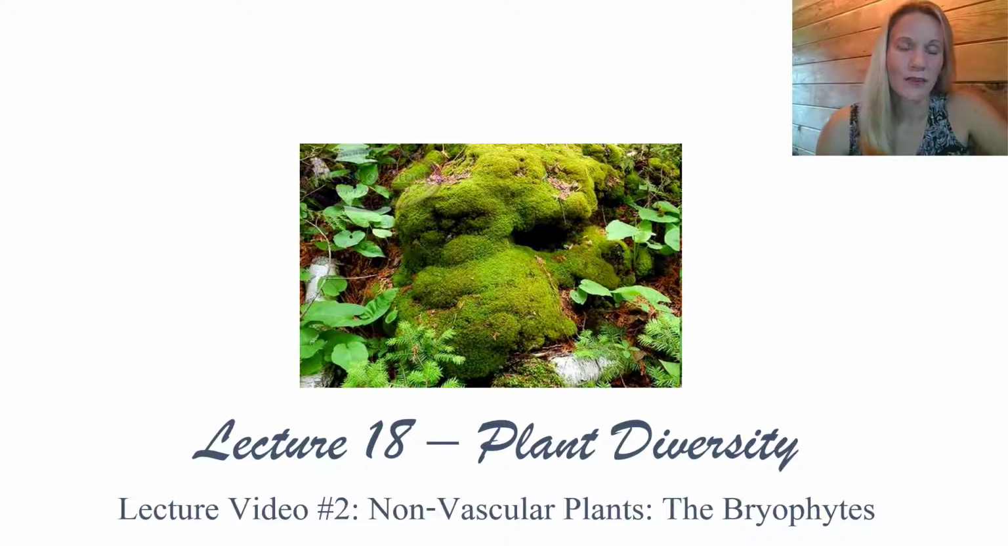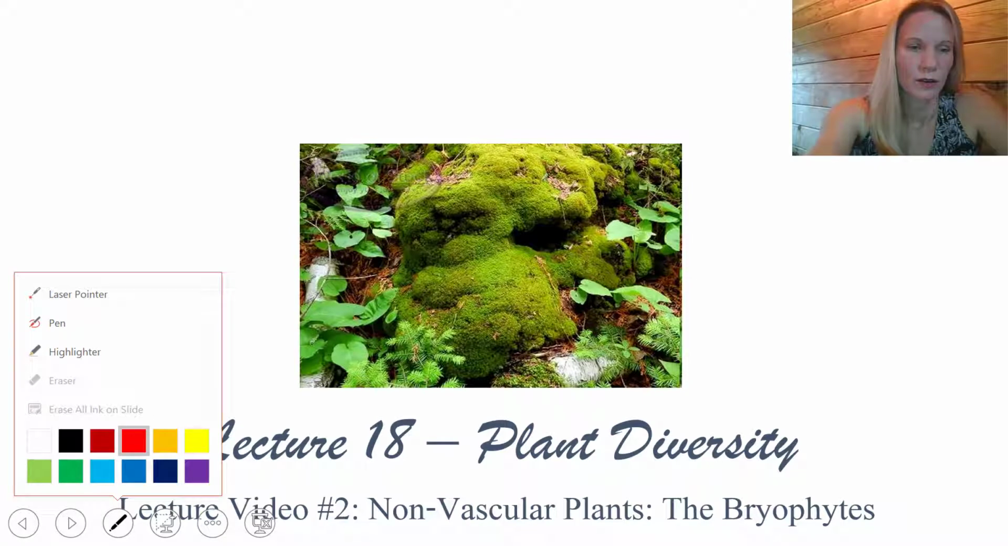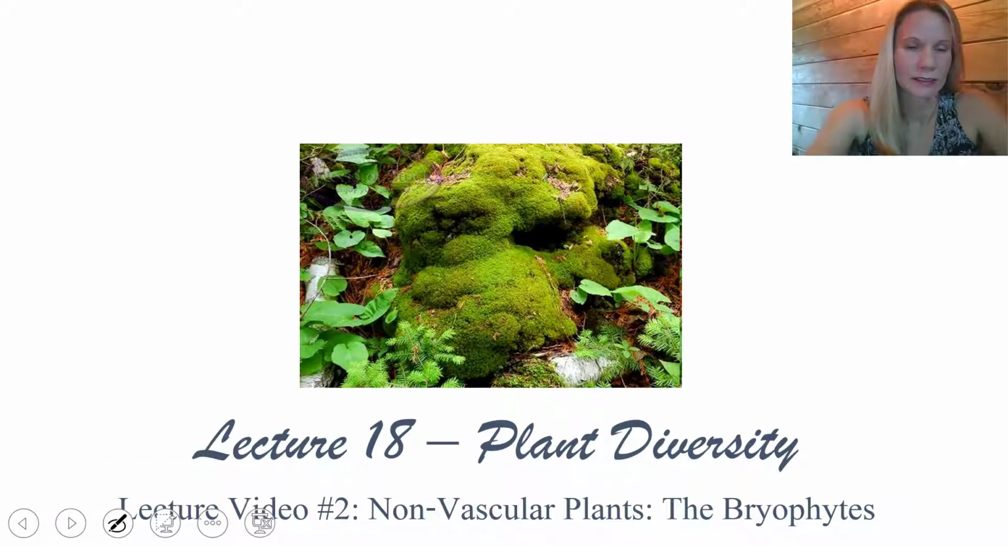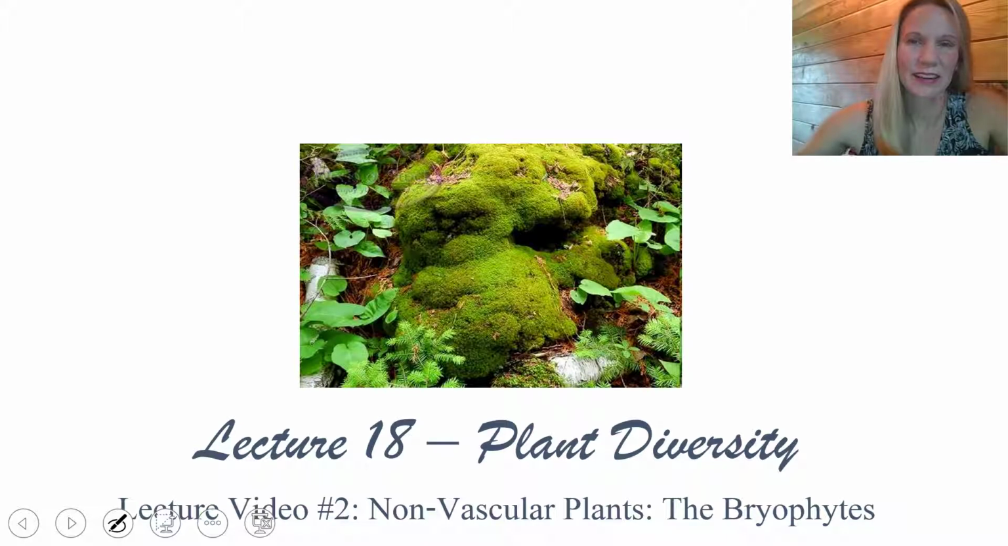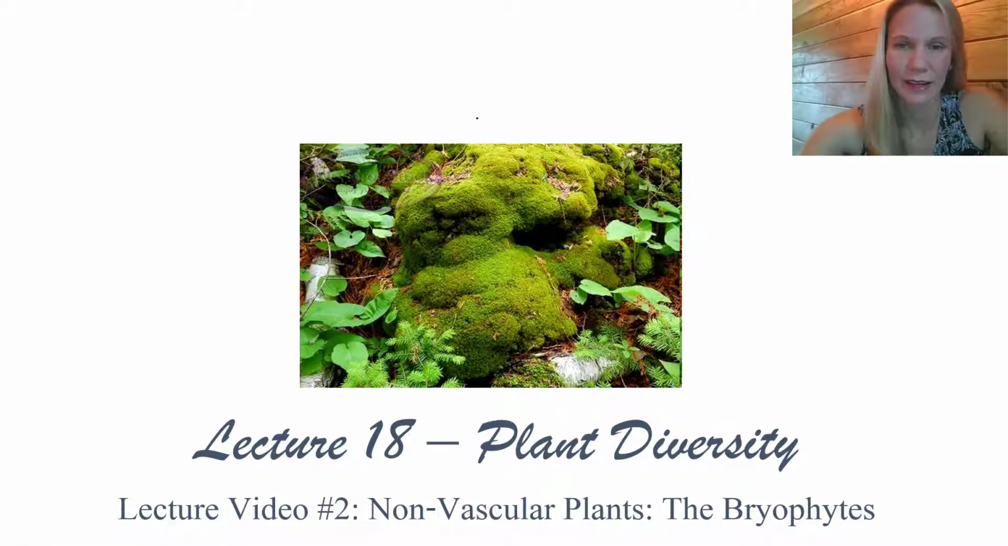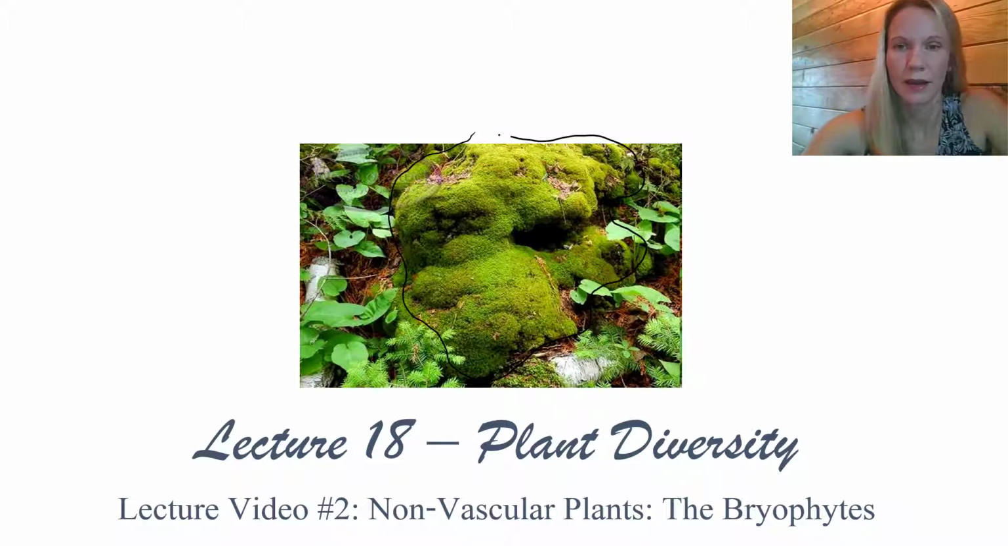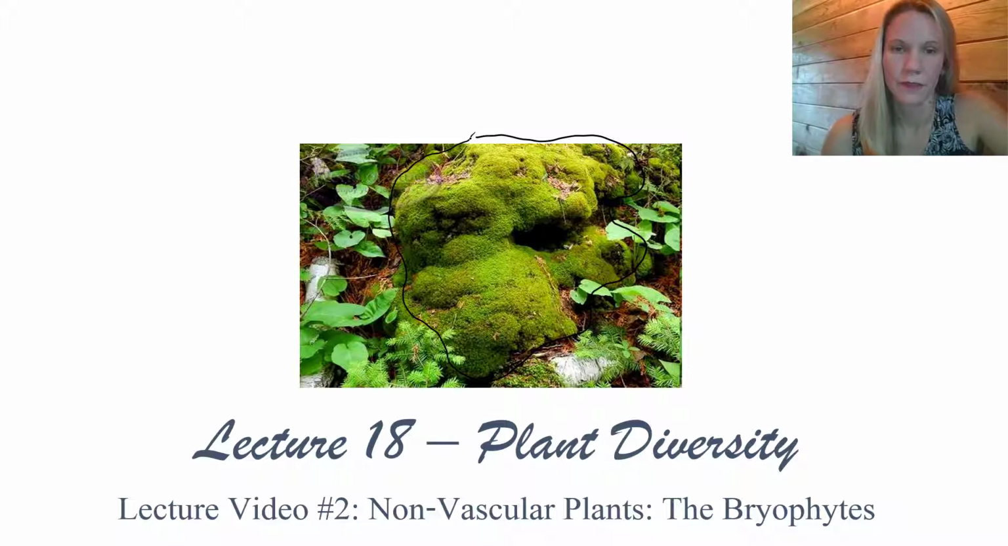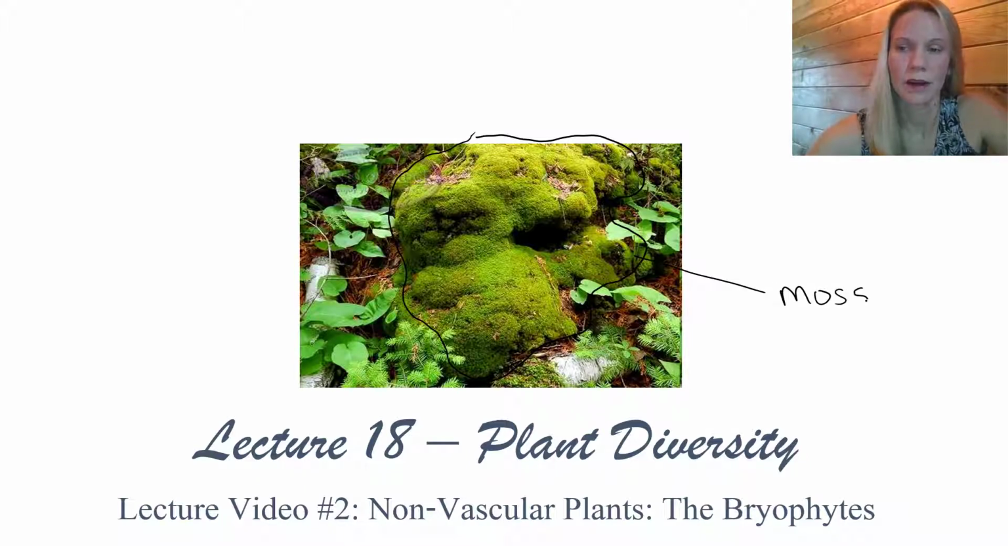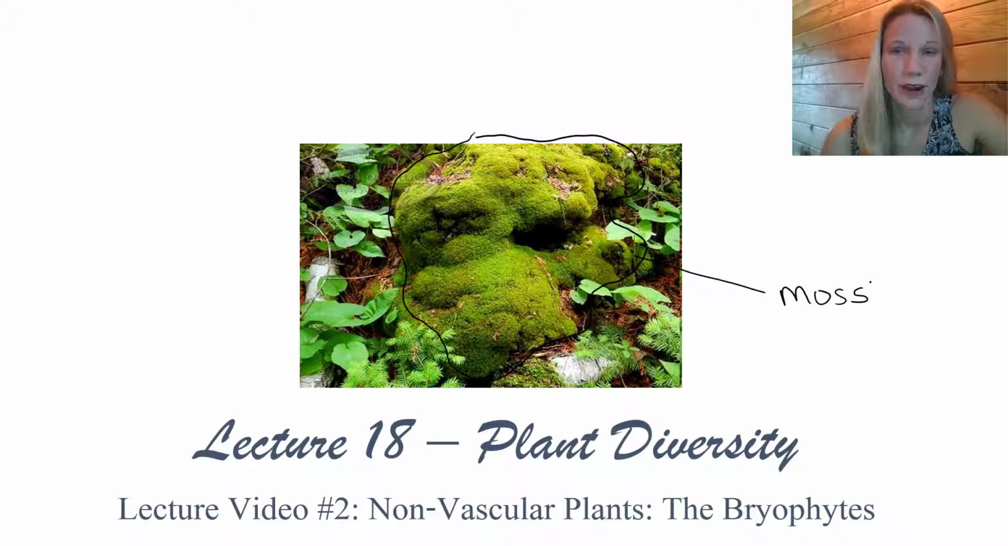On the screen, can you identify the bryophyte in the picture? So the bryophyte in the picture looks a lot like green carpeting. Of course, this organism is called a moss. So let's outline it in the picture. Growing like carpeting on the forest floor, this would be moss. So moss is an example of one of the bryophytes.